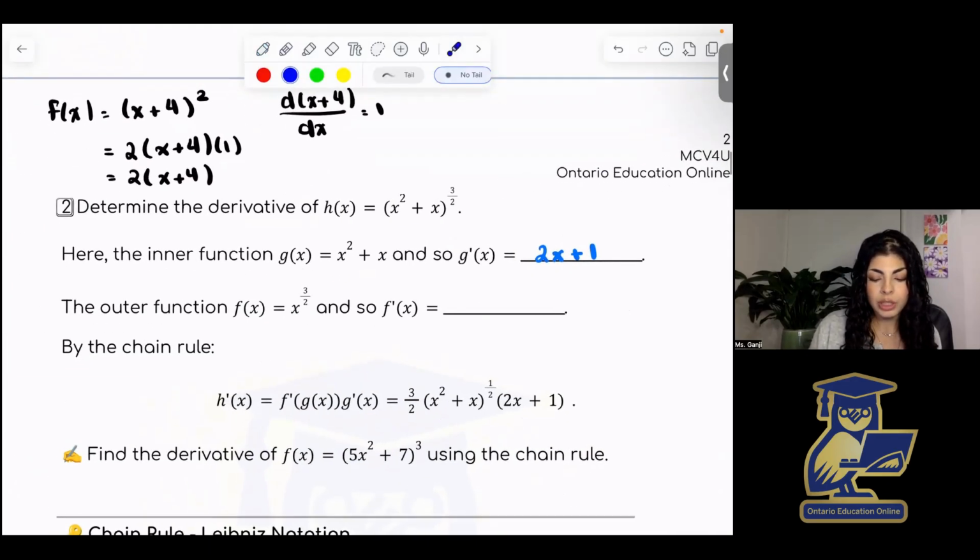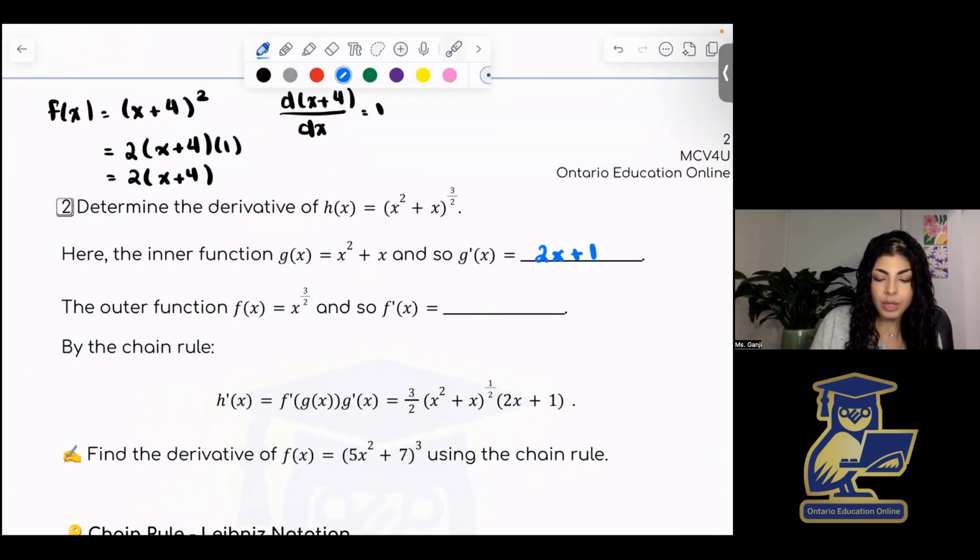Now the outer function, this is actually just x to the power of 3 over 2. And again, we don't look at what's inside the bracket because that's g of x. So we're just looking at the outer function. And now we know by power rule that this is 3 over 2 x. And that's just the takeaway one. But this can also be written as such.